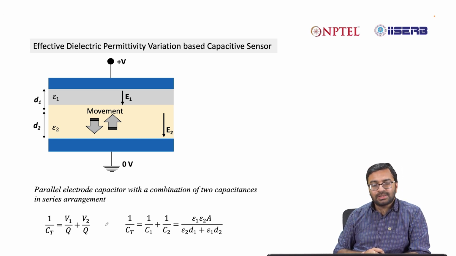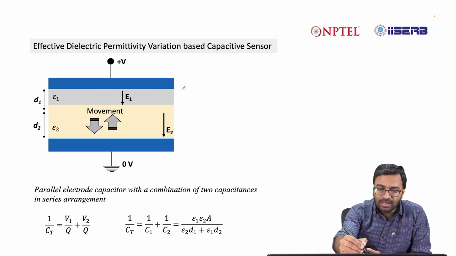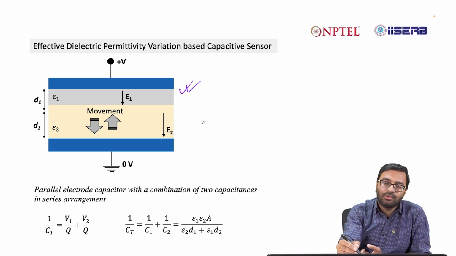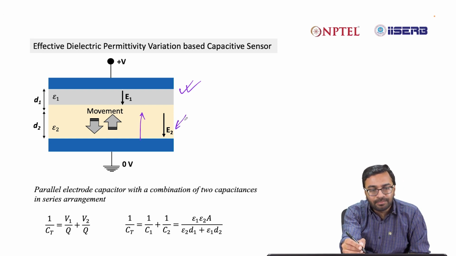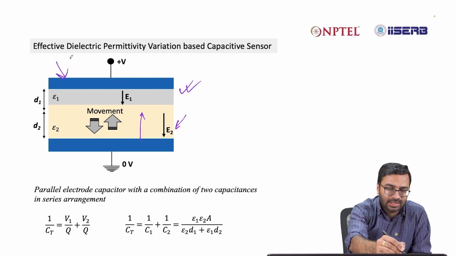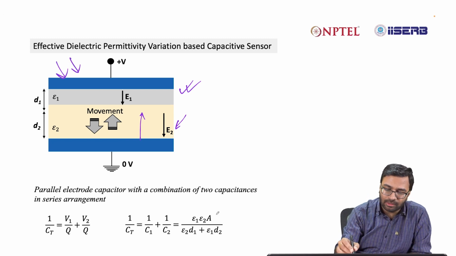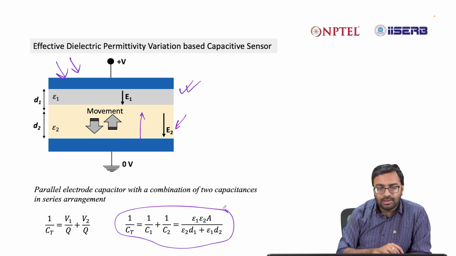Now the other type is effective dielectric permittivity variation. So in this case, what we have discussed previously, if you can figure out a similar situation where the reaction will take place from the bottom and will slowly progress towards the top depending on a reaction, then this can act as a sensor, and the same can be calculated using this equation.